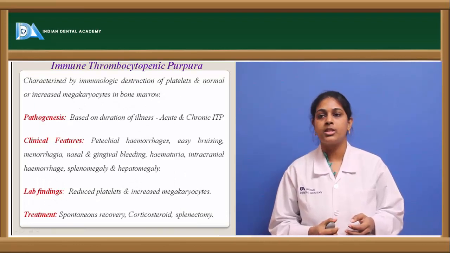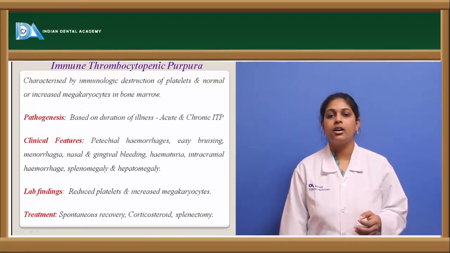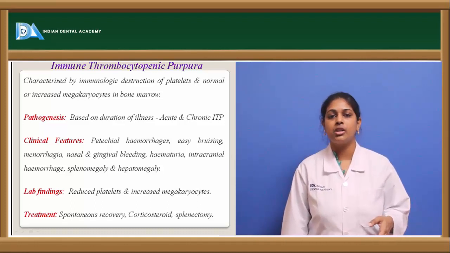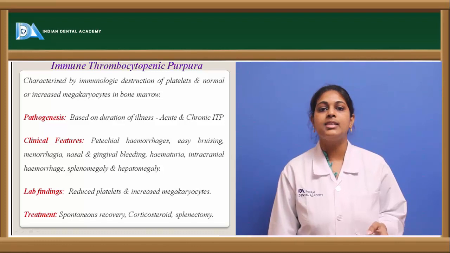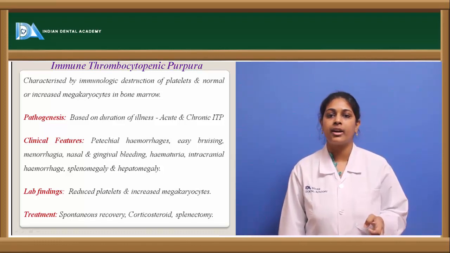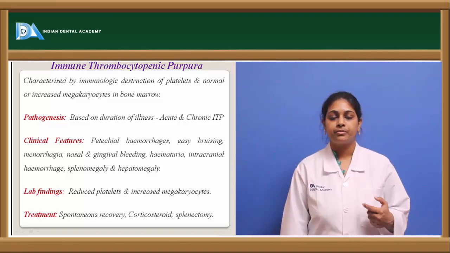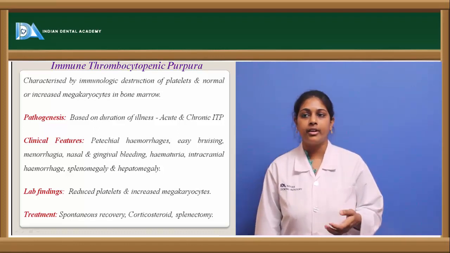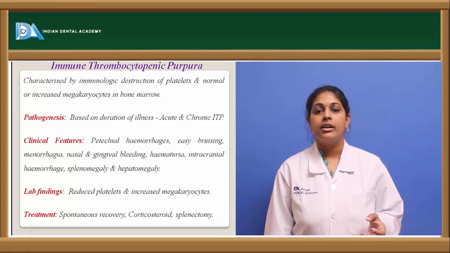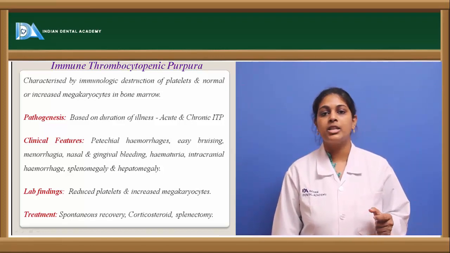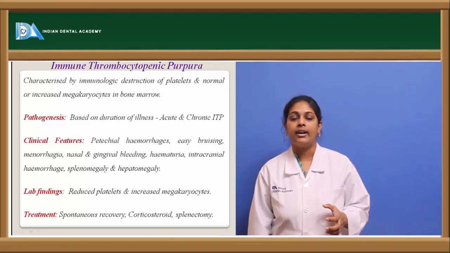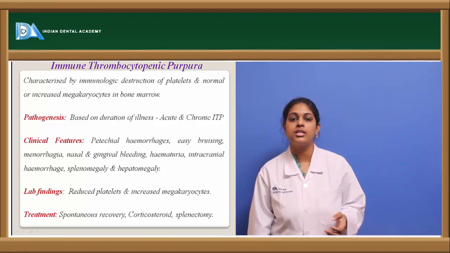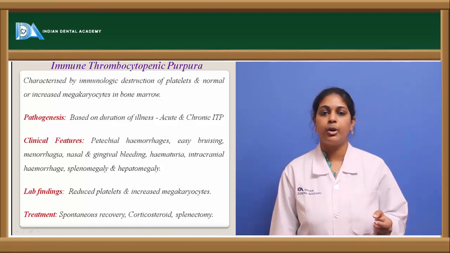Coming to immune thrombocytopenic purpura, it is usually a disorder characterized by immunological destruction of the platelets, as well as normal or otherwise increased megakaryocytes in the bone marrow. The basic pathogenesis and underlying defect in this immune thrombocytopenic purpura is based on the duration of the illness, and it is classified into acute immune thrombocytopenic purpura or chronic immune thrombocytopenic purpura.